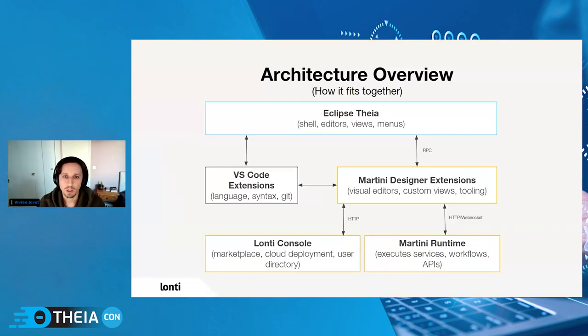Now a quick architecture overview, so it's very high level. Of course we have Theia that's providing us with the application shell, the editors, some views, the menu and commands API, and so on. And then we have the Martini Designer extension. That's the extensions that we developed that are providing and extending Theia with our custom visual editors, the custom views, and the tooling that is specific for us.